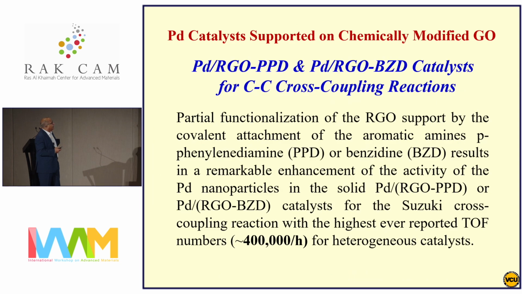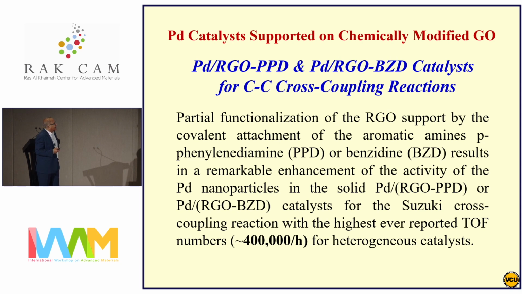This is the conclusion for the chemically modified reduced graphene oxide: that the partial functionalization of reduced graphene oxide can lead to strong activity. Examples here are paraphenylenediamine and benzidine. And we can reach turnover frequency approaching 400,000, which is very close to homogeneous catalysis systems.